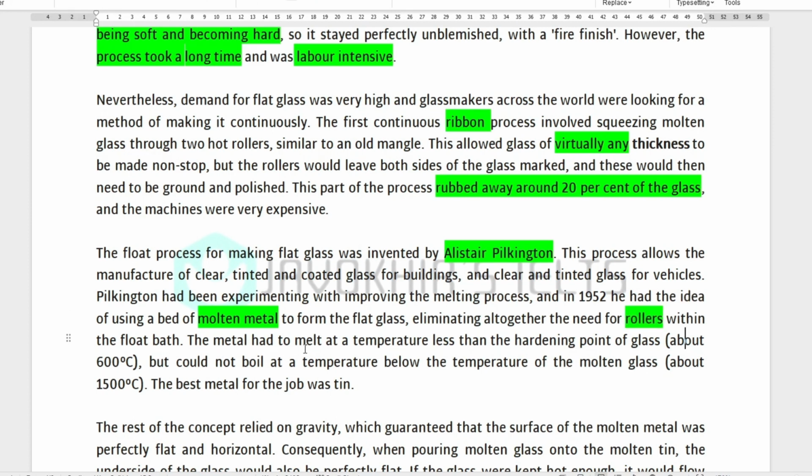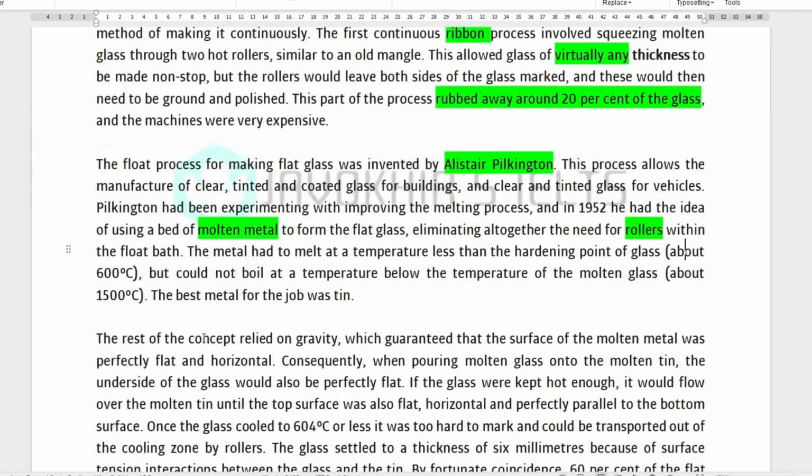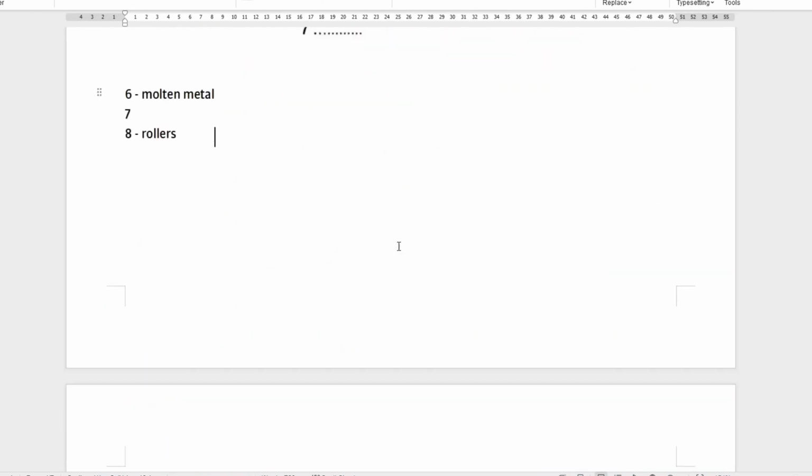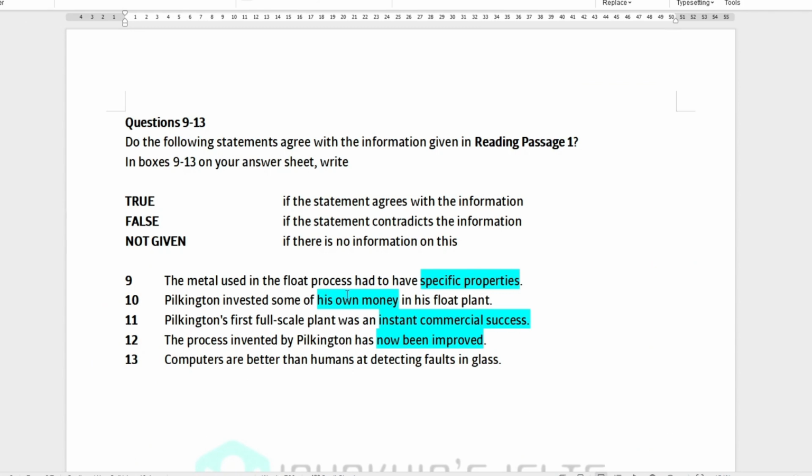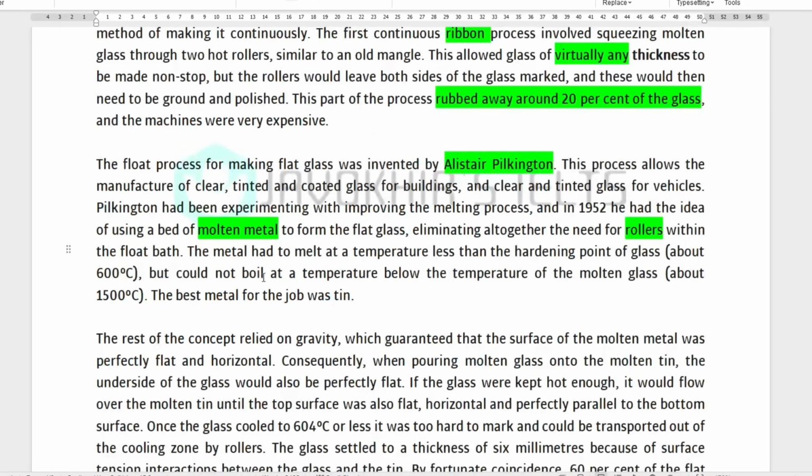The metal had to melt at a temperature less than the hardening point of glass, about 600 degrees Celsius, but could not boil at a temperature below the temperature of the molten glass, about 1500 degrees Celsius. The best metal for the job was tin. So it's describing that the metal used in the float process had to have specific properties. He's saying that other types of metals were not basically working.